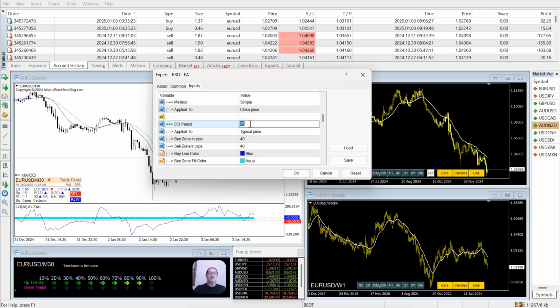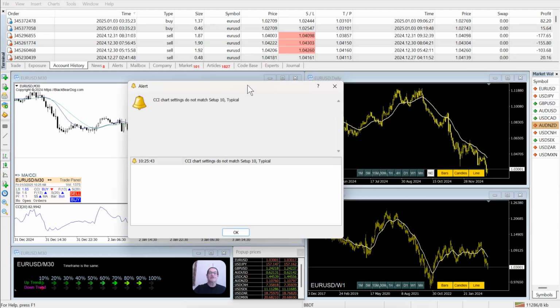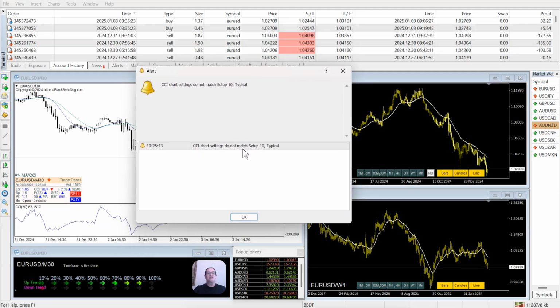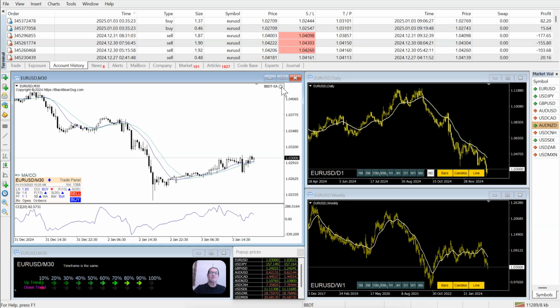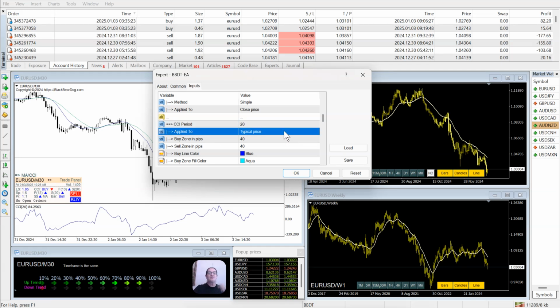So if I were to change this to a different number, let's say, for example, 10, then using that strategy, here you go, I get an alert, and the alert tells me that my CCI chart settings do not match. And that's because on my chart I have it at 20, and in the setup I have it at 10. So this is a notification that you must be in sync with what's displayed on the chart and what you have configured in your setup. So I'll go back and set this to 20 again. There you go. And I leave the apply to typical price.